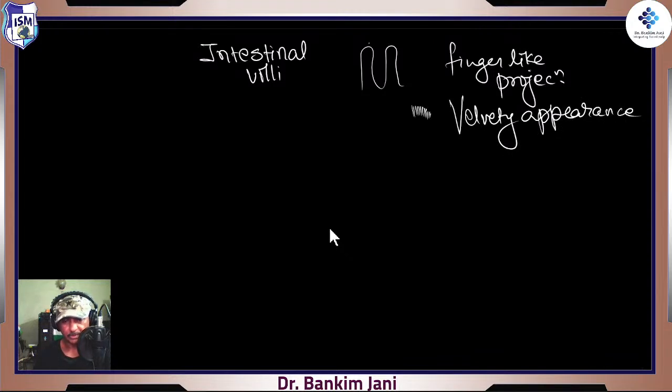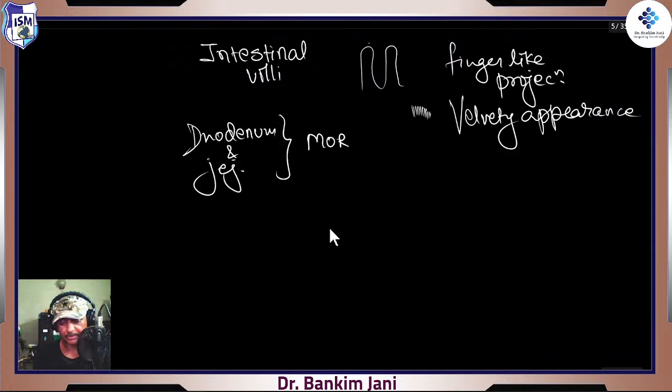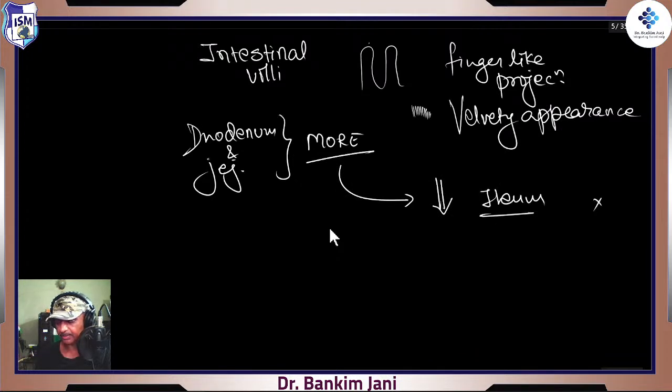So same thing, duodenum, we in fact talked about it, that duodenum and jejunum, they are more. And as we proceed further, they will decrease in size and number. And finally, as we reach the terminal ileum, they are absent. Good enough, right?